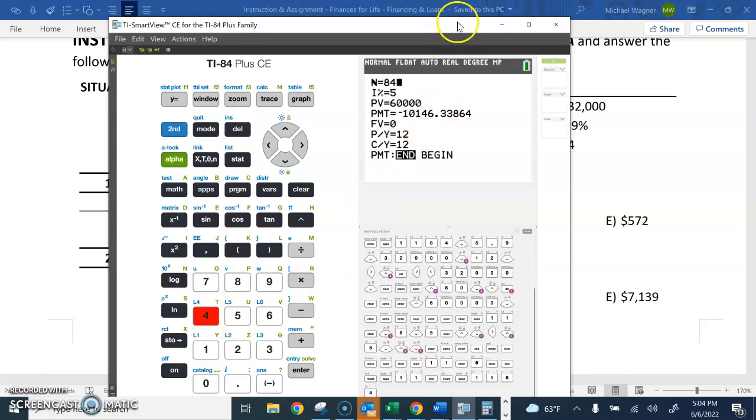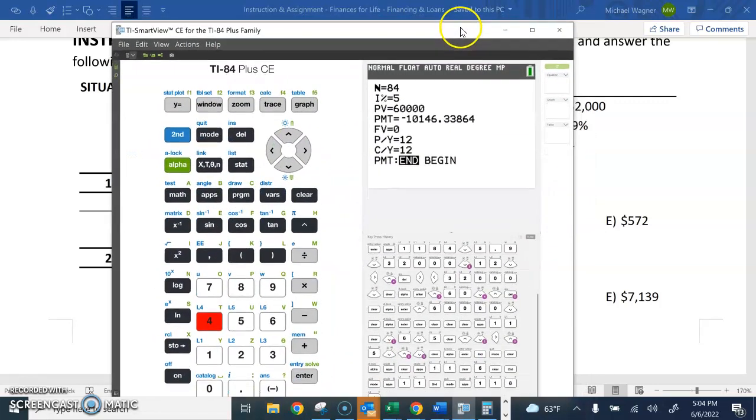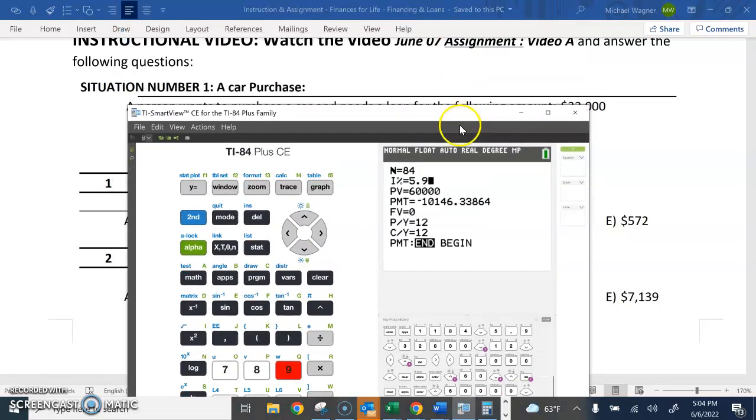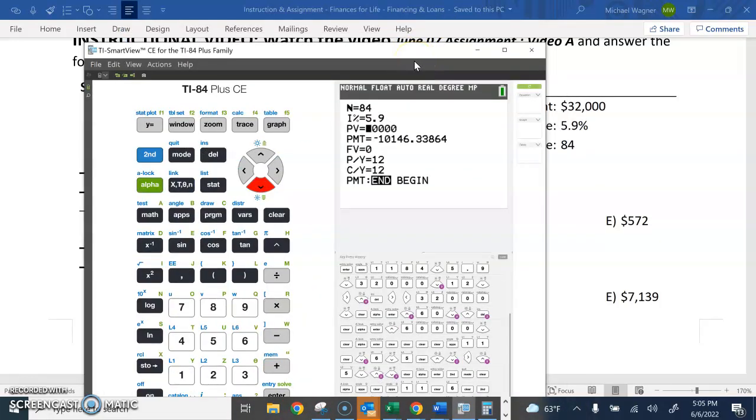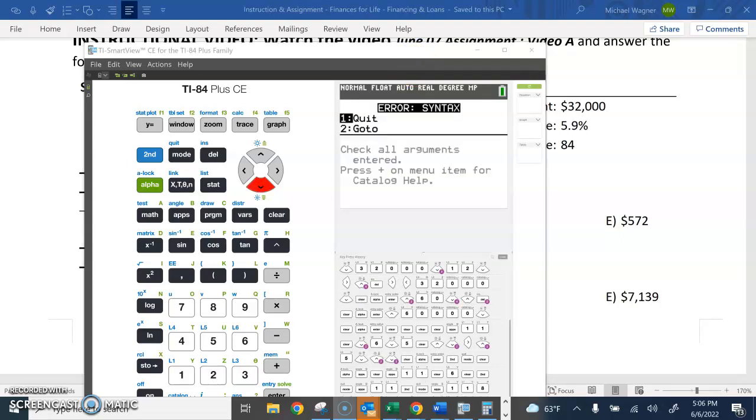Okay, good. The interest rate was 5.9%. So I'm going to use my arrow key down to get there and type in 5.9. Okay, the principal value is 32,000. So I can use my arrow key to get down here and type 32, 1, 2, 3.